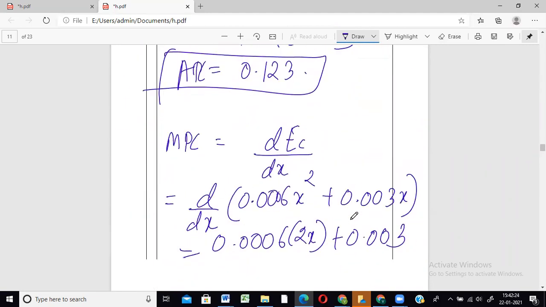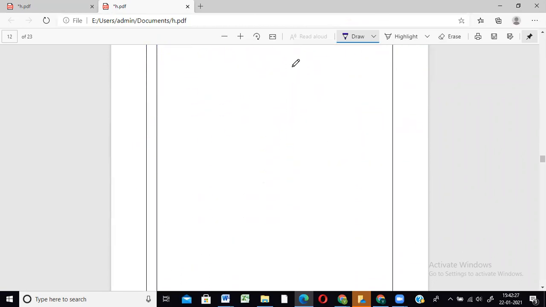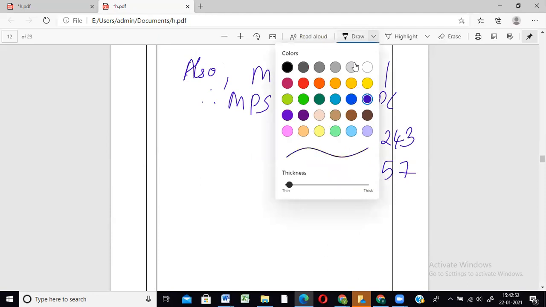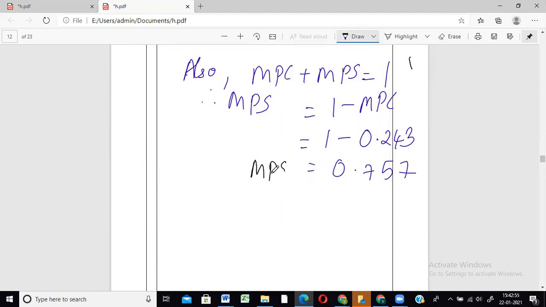So let me just write that formula. Also, as we have MPC plus MPS, which is equal to 1. Therefore, MPS will be nothing but 1 minus MPC. This is equal to 1 minus 0.243, which is equal to 0.757. MPS, so that's equal to 0.757. Okay. So this is the final value of the marginal propensity to save.